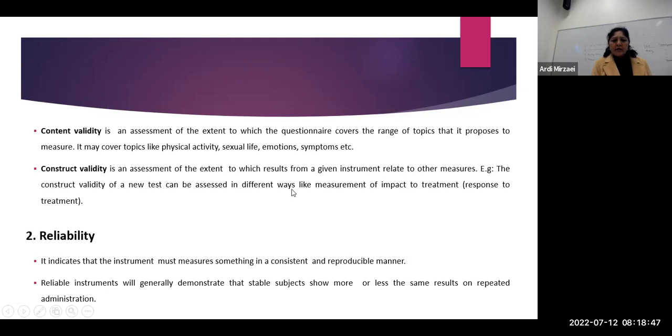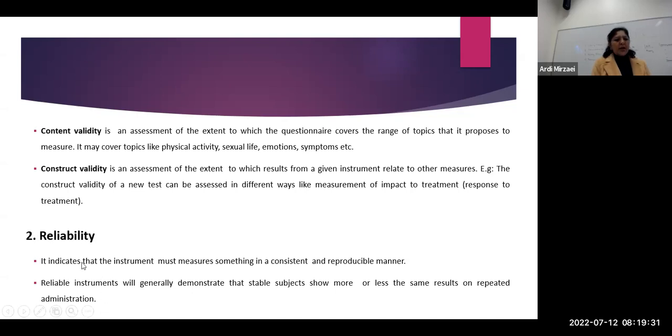And construct validity is an assessment of the extent to which the results from a given instrument relate to other measures. For example, construct validity of a new test can be assessed in different ways, like measurement of the impact of a treatment. How do we measure the impact of the treatment? That should be there. If the treatment is, let us say, diabetes treatment, how do we measure? We will either measure the HbA1c values or the fasting sugar values or something like that. That parameter should be there, specifically defined.